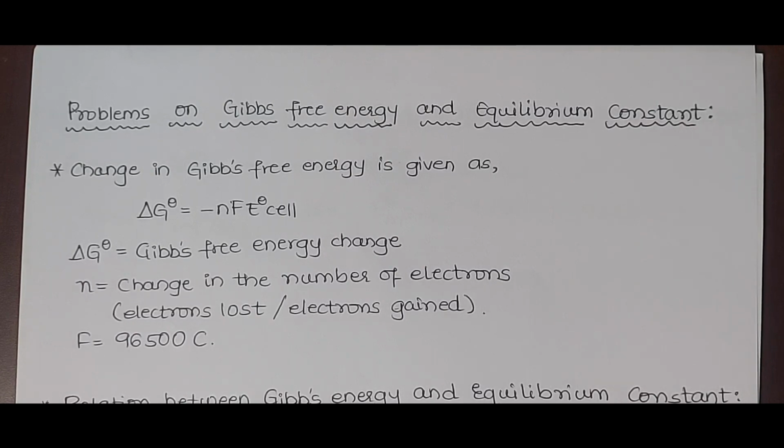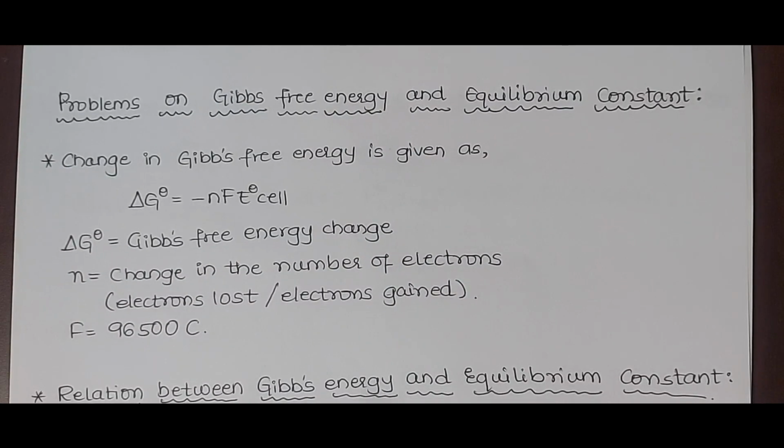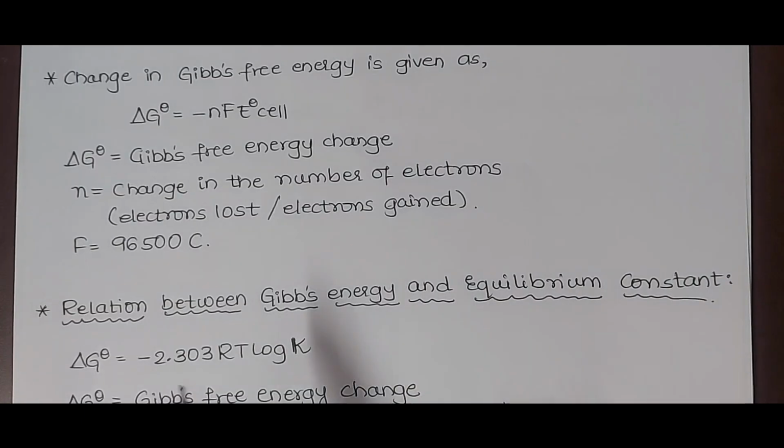Here the first equation for Gibbs free energy is given as delta G naught equal to minus nEF E naught of cell, where delta G naught is the change in Gibbs free energy, n is the number of electrons lost or gained, and F is equal to 96,500 coulomb.